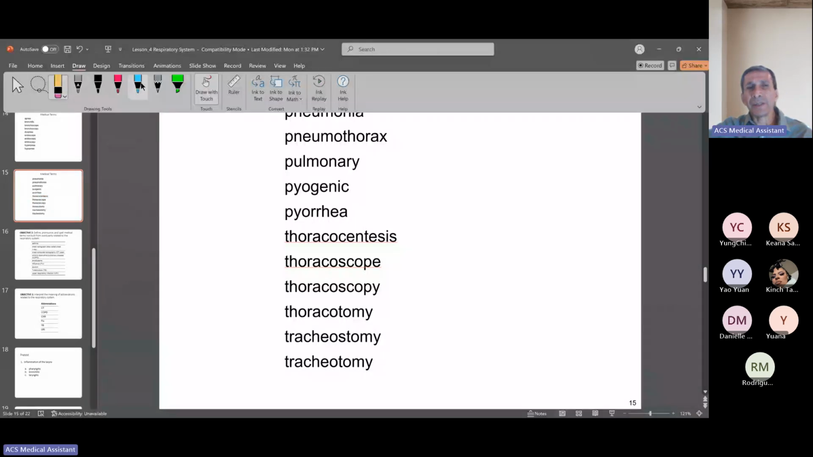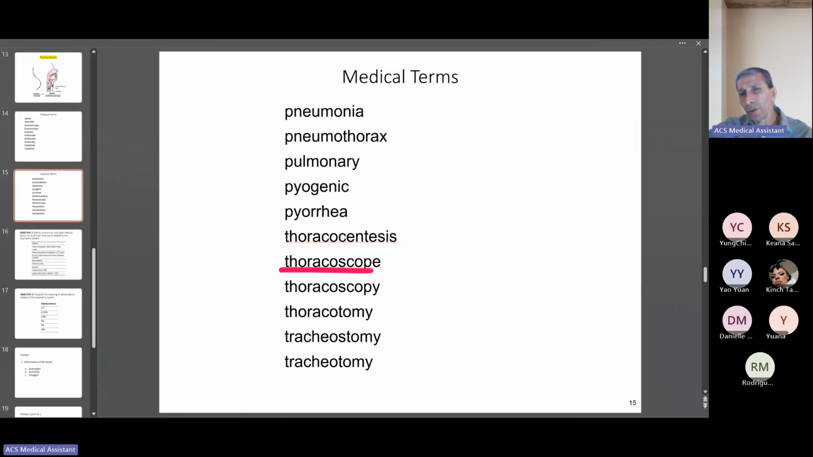Let's talk about these instruments that we are using to see inside the chest, to see inside the lungs. So here we have thoracoscope. Scope is the suffix. O is the combining vowel. Thorac is the word root. Do we have a combining form? Yes, because we have the word root plus the combining vowel equals combining form.